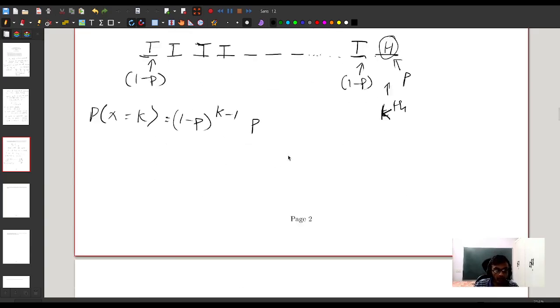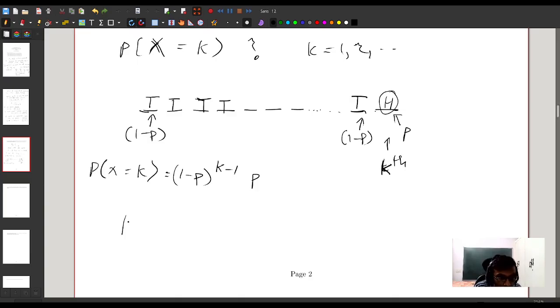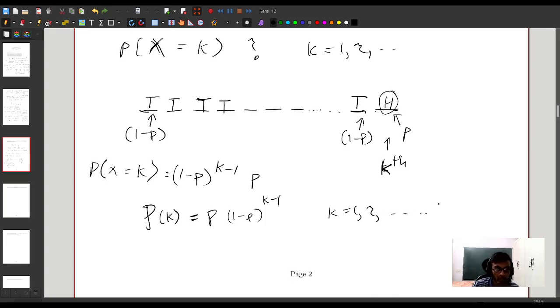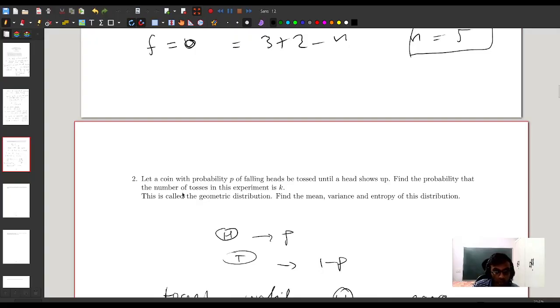Okay, so let us write p_k is equal to p times (1 minus p) to the power k minus 1. I'll try to write this a bit differently. This p_k is the probability mass function. Little p is the parameter in this problem. Hope that is clear. This is called the geometric probability distribution.